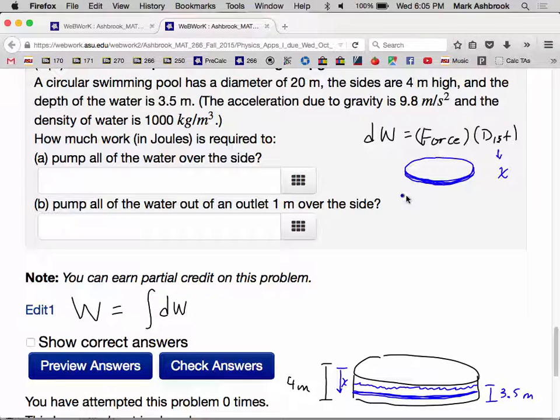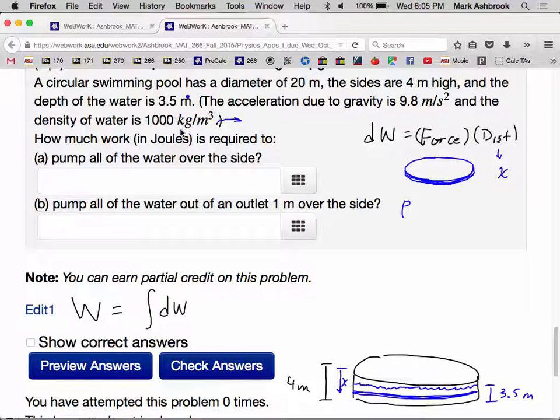We're in metric here. So the force is going to be its weight, which is going to be mass density, which we have in kilograms per meter cubed. So what is the force or the weight unit in the metric system? You've got to know that. That's newtons. So we've got 1,000 kilograms per meter cubed. What we really need is weight density. So what's the weight density if it's 1,000 kilograms per meter cubed?